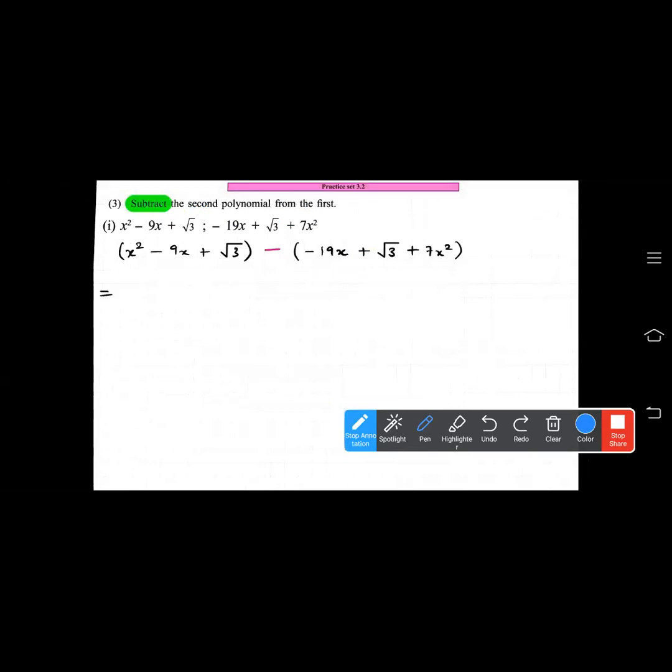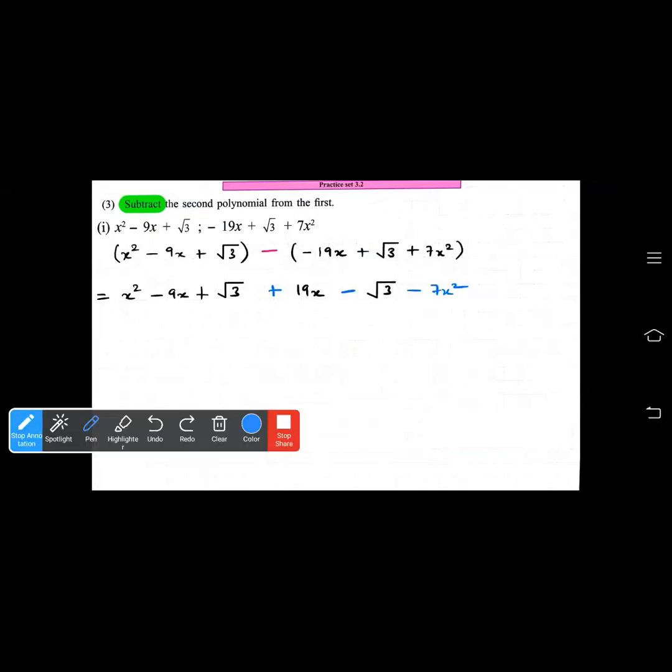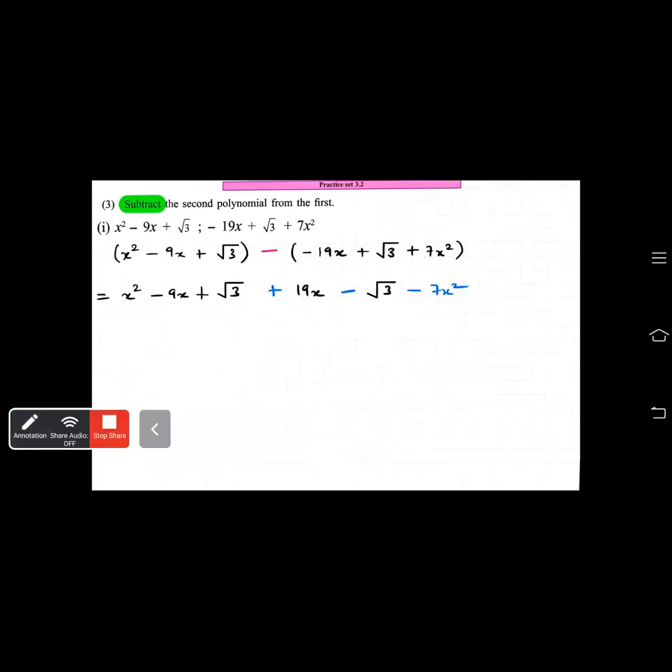After that you have to open this bracket. After opening the bracket, you will keep the first polynomial as it is. Then minus 19 will become plus 19, plus root 3 will become minus root 3, plus 7x square will become minus 7x square. Fine. Then you can see x square and minus 7x square are like terms. Minus 9x and plus 19x are like terms. Plus root 3 and minus root 3 will get cancelled or reduced.